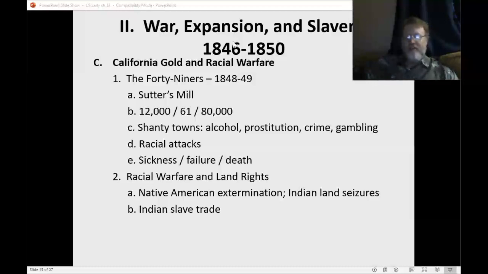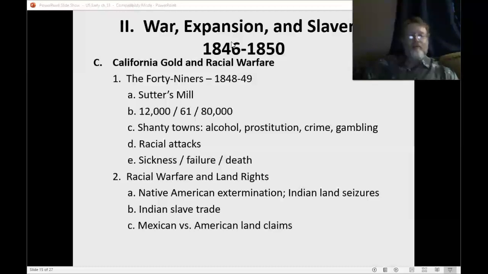The creation of a slave-like trade among whites using Indians. Indians are used as sort of slave forced labor on white farms, working in the mines. And what happens after the Gold Rush? Most of the people who stay in California become wheat farmers. And many of them actually use Native Americans as basically slave labor on wheat plantations. Pretty bad.